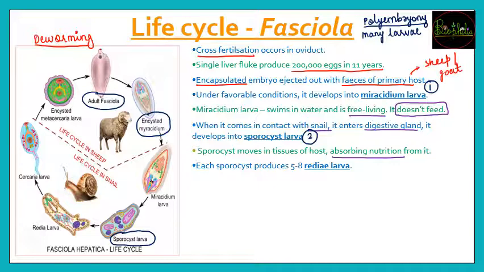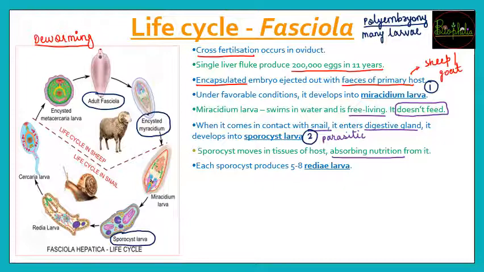So the sporocyst larva is going to start its parasitic life, because its previous larva, the miracidium, was not parasitic, it was free living. But parasitic conditions start from the sporocyst larva. Now this sporocyst larva, once it starts to get nutrition by absorbing from the tissues of the host, will further develop itself and form 5 to 8 redia larvae.